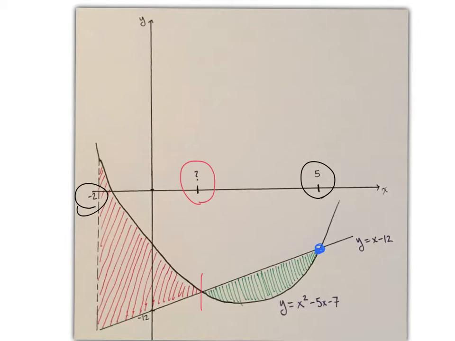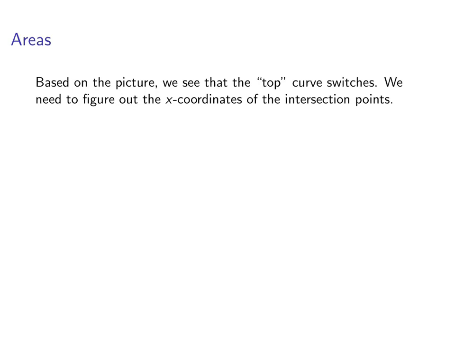But one thing that we should see is that the top curve switches depending on whether or not you're to the left or to the right of that intersection point in the middle. The top curve is different. All right, so let's figure out the x coordinates of these intersection points.